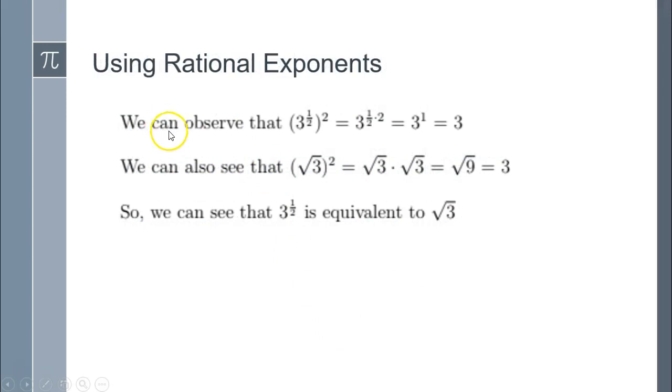So the other thing that's helpful to observe here is our rules of exponents. 3 to the 1/2, squared: when I raise an exponent to another exponent, then I multiply the exponents. 1/2 times 2 is 1. So 3 to the 1/2 squared is simply 3. And it's also true that the square root of 3 squared is 3. So 3 to the 1/2 power is equivalent to the square root of 3.